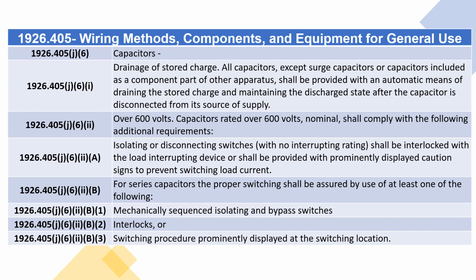1926.405 J6-2A. Isolating or disconnecting switches, with no interrupting rating, shall be interlocked with the load interrupting device or shall be provided with prominently displayed caution signs to prevent switching load current. 1926.405 J6-2B. For series capacitors, the proper switching shall be assured by use of at least one of the following. 1926.405 J6-2B1 through 2B3. Mechanically sequenced isolating and bypass switches, interlocks, or switching procedure prominently displayed at the switching location.